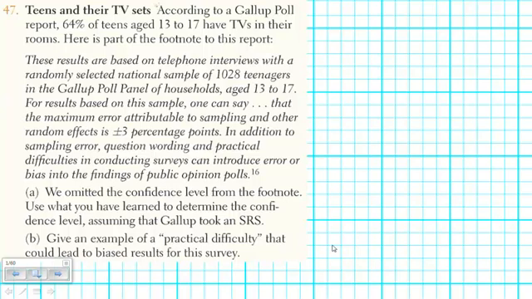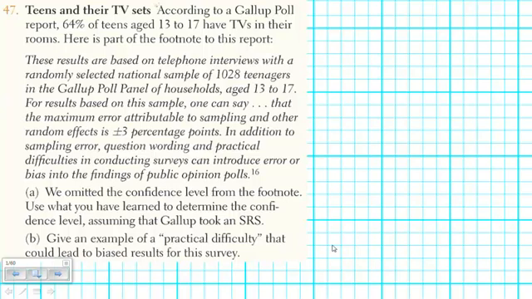For the results in the sample, one can say that the maximum error attributed to sampling and other random effects is plus or minus 3%. Meaning, not because of any other kind of bias, just because of random sampling variation, we get a plus or minus 3% variation.